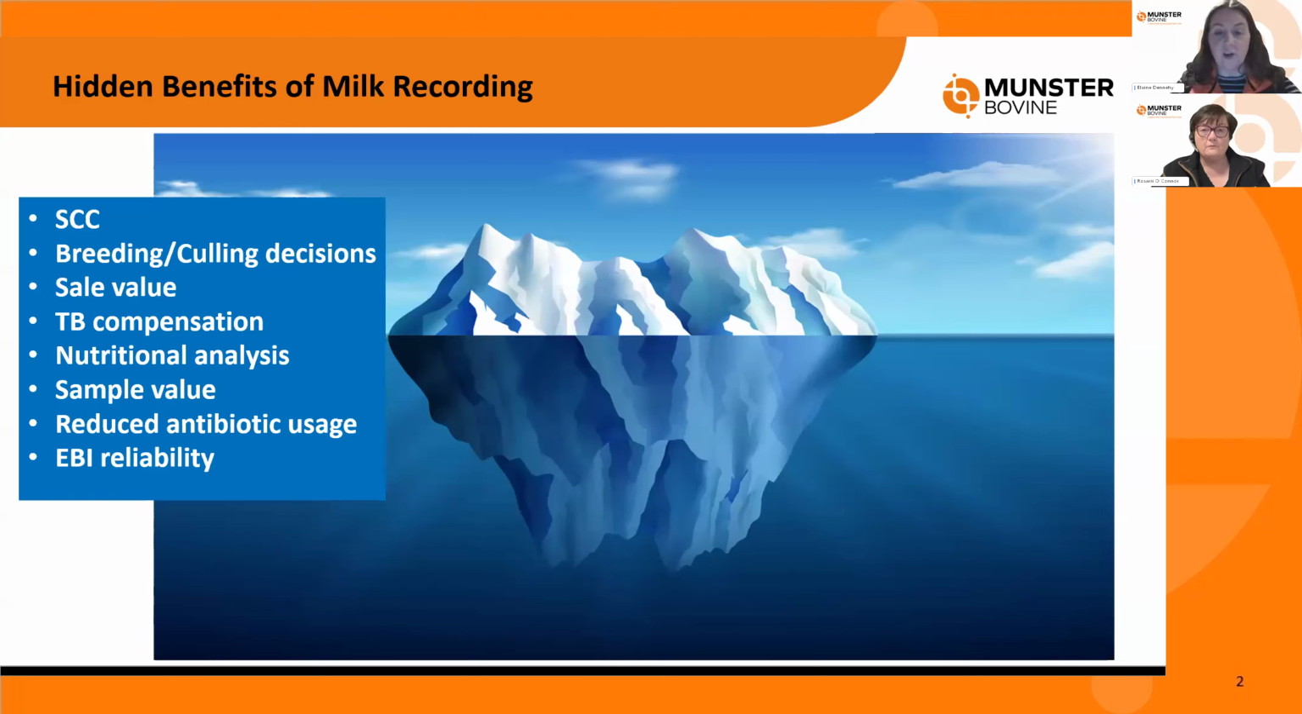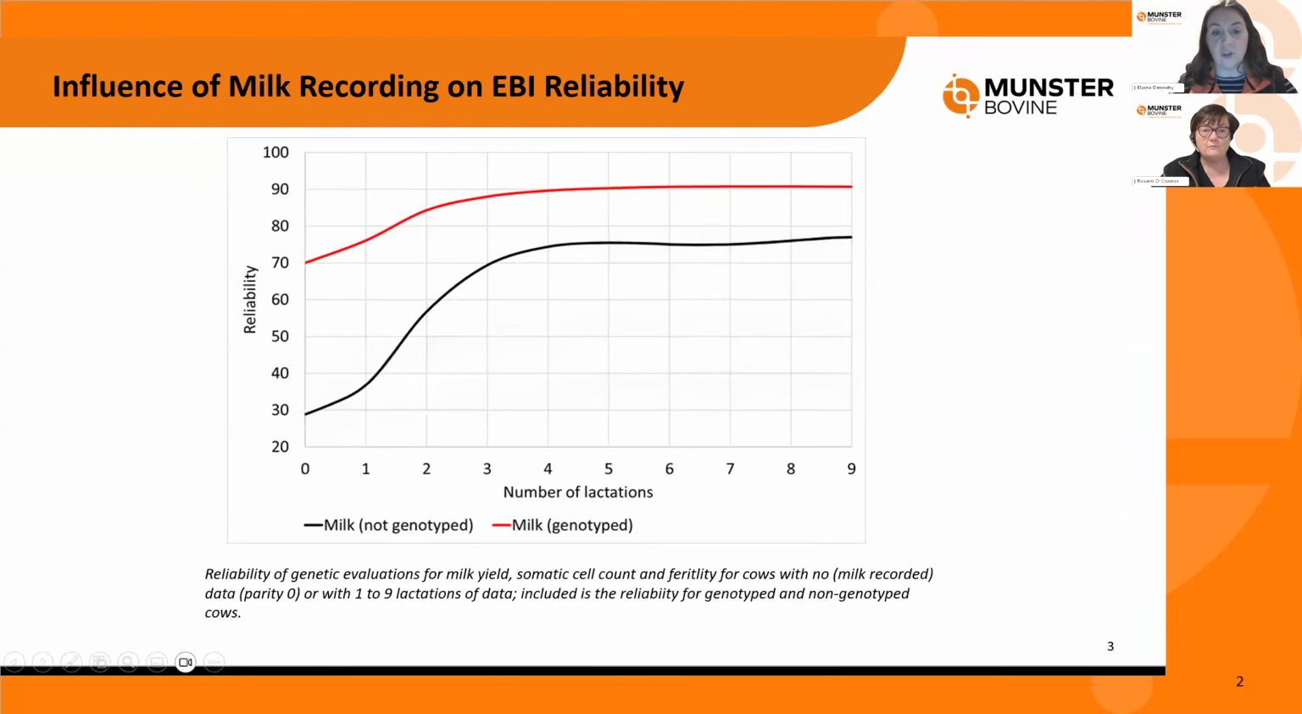And then also EBI reliability. So the next slide now shows a graph for the EBI reliability for milk yield. It's actually a slide from Dunnaberry in Teagasc. And what it's showing is the EBI reliability for both genotyped and non-genotyped animals. So the black line is showing non-genotyped animals. So when a heifer calf is born and she's not genotyped, her EBI reliability starts off at 30% for milk yield. And if she's never milk recorded, that's where it'll stay.